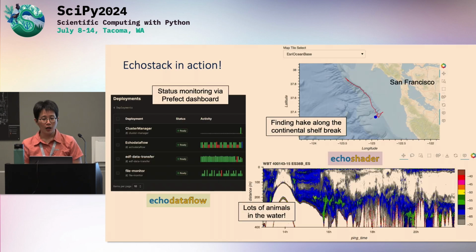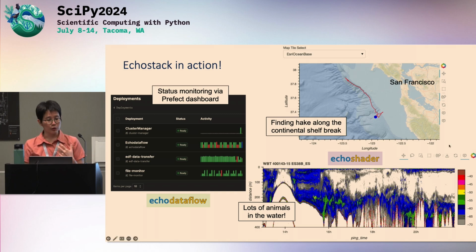I can't demonstrate many things in real time, but I want to show you some screenshots. It's pretty fun to look at. On the left-hand side, you are seeing the status monitoring of the Echo data flow through the Prefect dashboard. It's pretty useful to be able to look at what's happening right now with your pipeline. This allows us to figure out what would fail in a field situation. It has been extremely useful in our case.